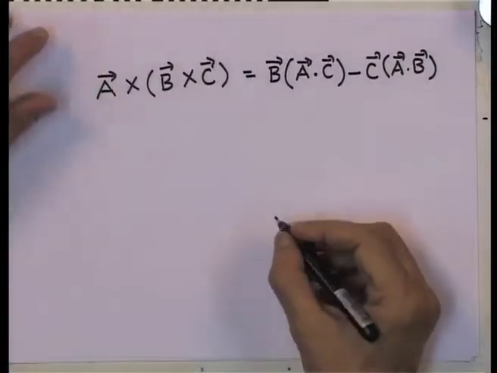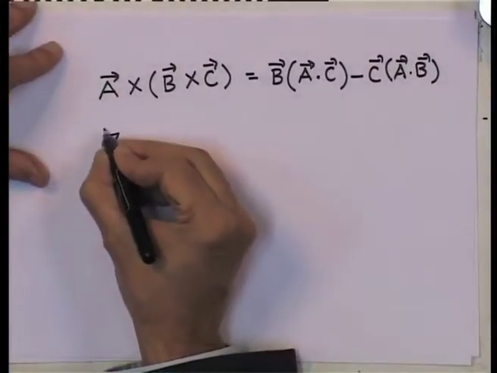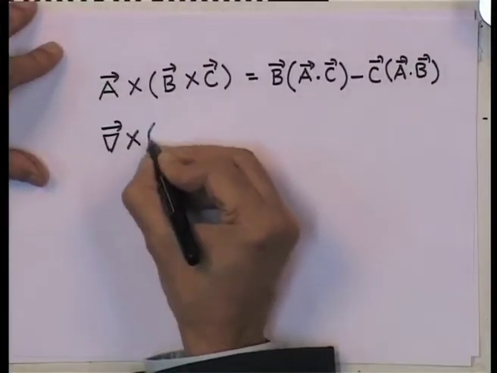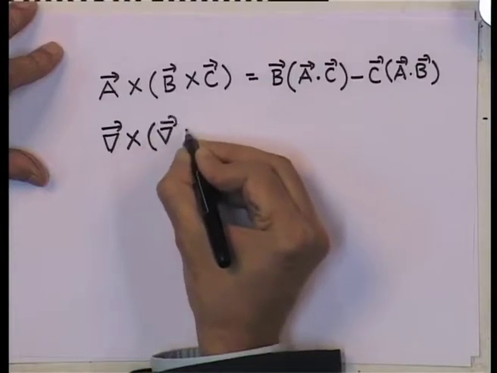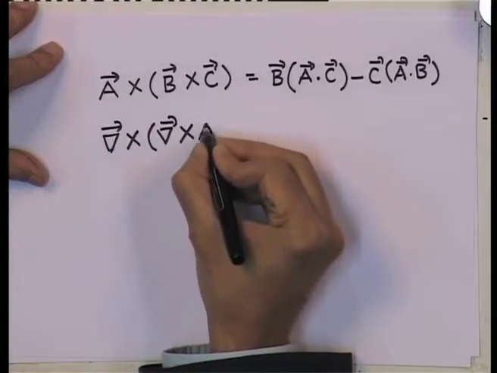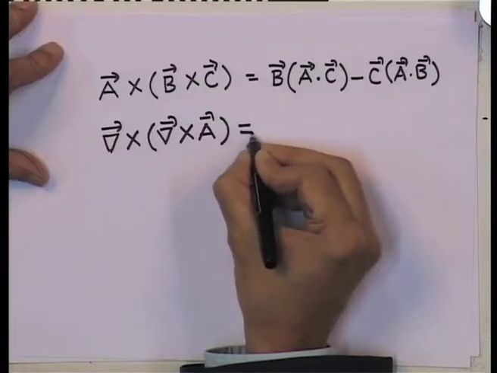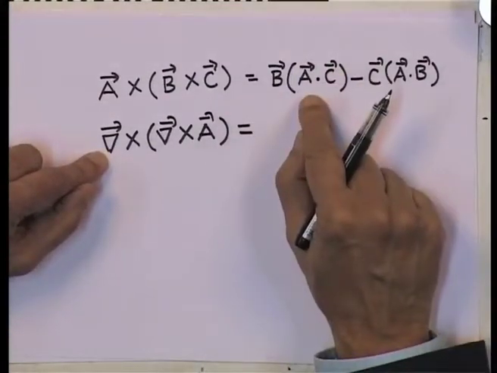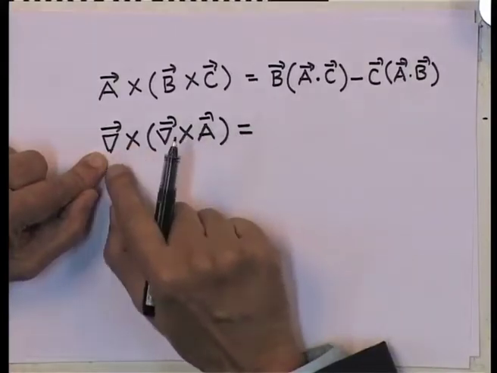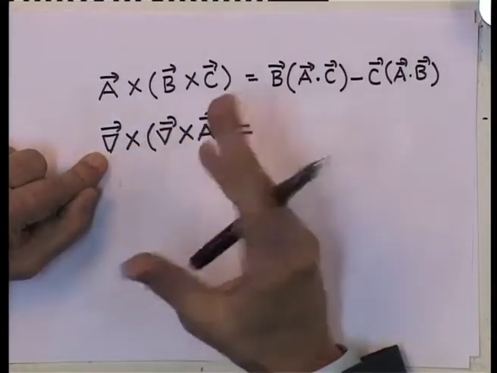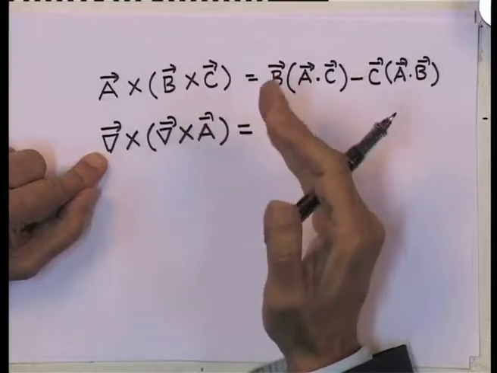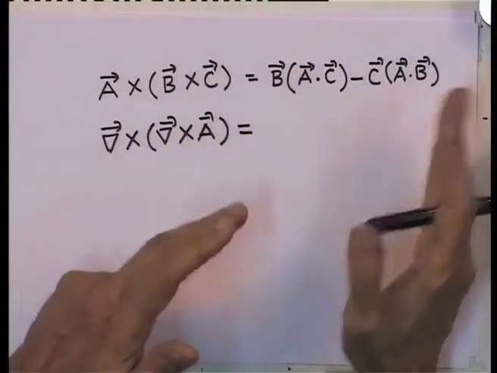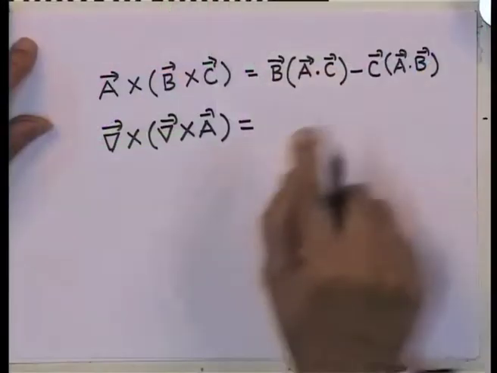Now, when we write del cross of del cross A, again the brackets are important. The difference between this expression and this is the fact that these are differential operators. So, one has to write them, and when you write them, they act on the quantities that appear to their right. So, you can't simply reproduce this, you have to rework it out.